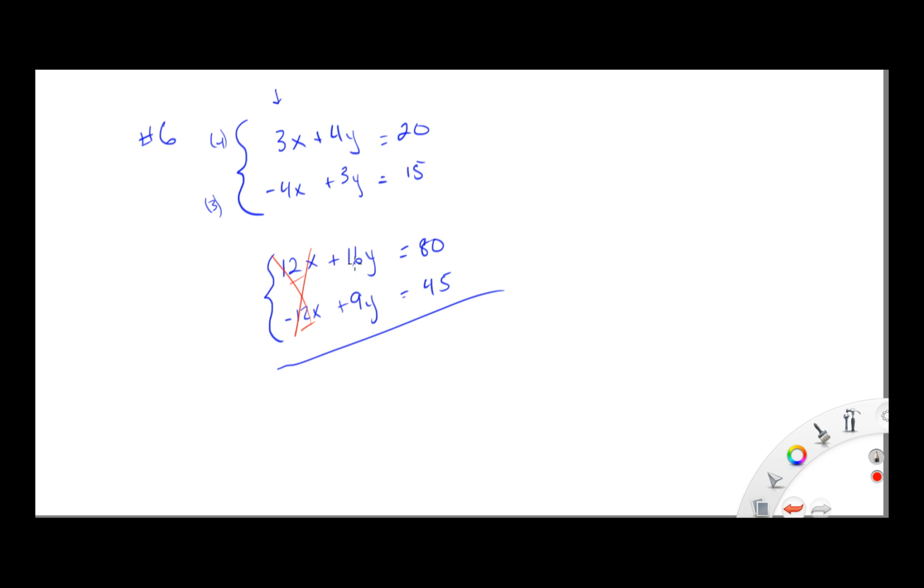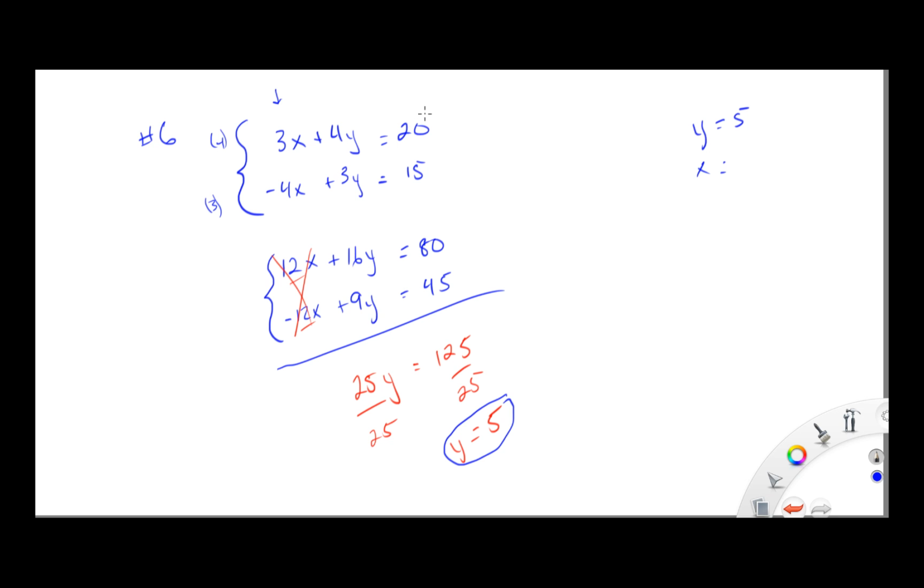Now we eliminated the x's because 12x and then negative 12x, they cross out. So what we're left with is adding these two equations up. So 16 plus 9, 25y equals 125. Divide by 25, divide by 25, y then equals 5, right? So let's take this number, so if y equals 5, that's half of it. We know what half is. We don't know what x is equal to.